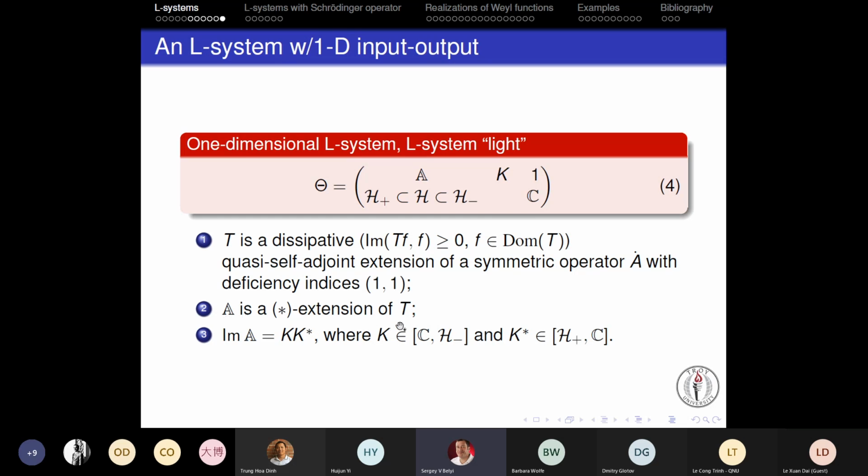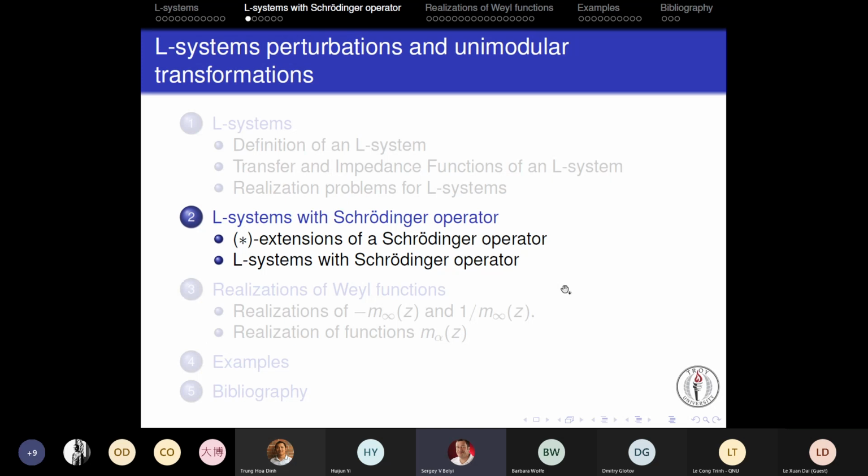A with a bold hat is still a star extension of this dissipative T, and imaginary A is K star. So since J is simply the number 1, the condition simplifies. Moreover, both transfer and impedance functions are scalar functions now, which obviously makes life a lot easier for this particular case. All right, so this was all the background we needed on L systems.